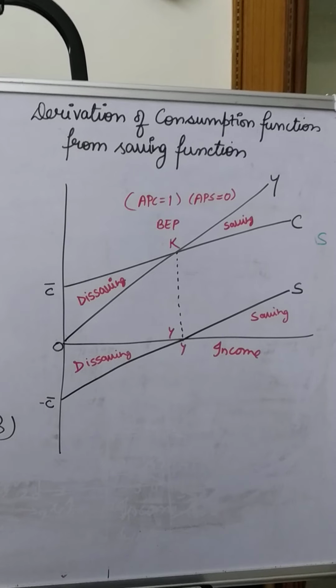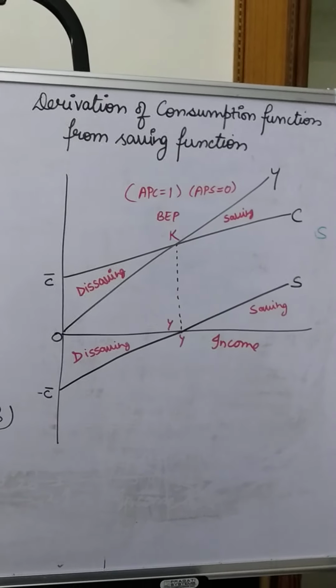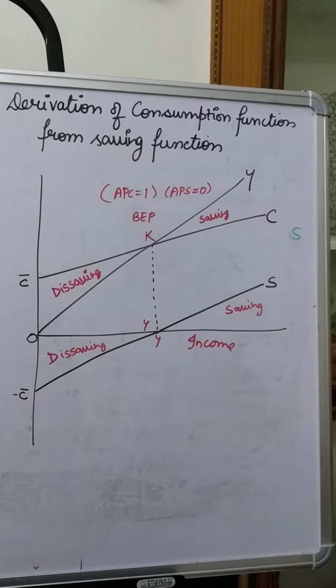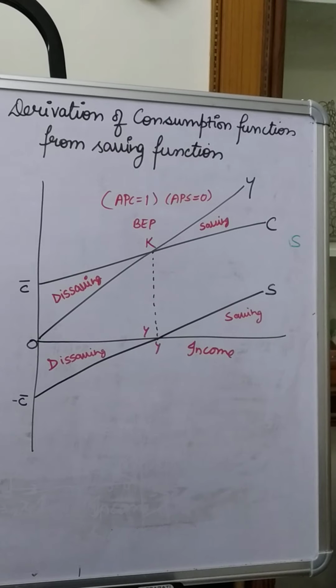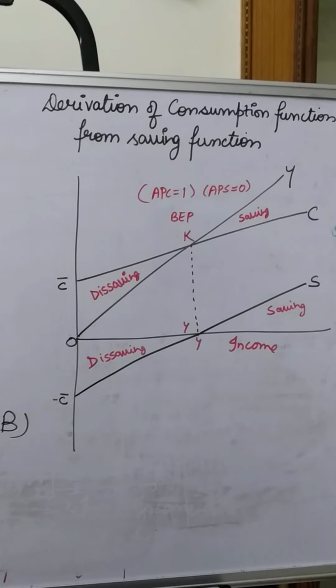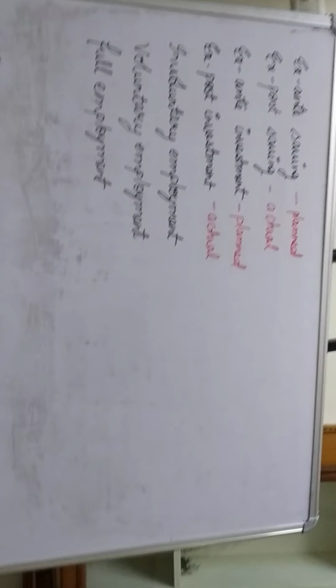After that, when income increases, consumption lags behind and the gap between both is shown by the savings. So by joining both the points we can get the C curve, and I think this explanation is written in your notes also. Please read it again. After that, let's start the other theoretical portion of this chapter.